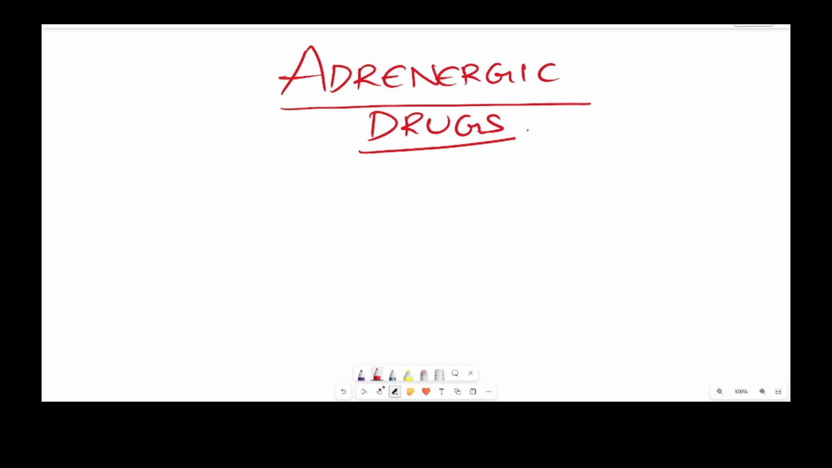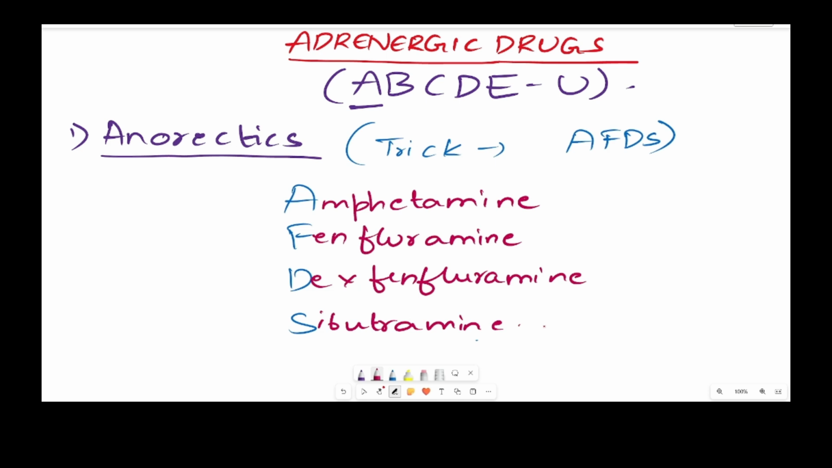Today we are going to discuss the classification of adrenergic drugs, which are the real fight and flight squads of our body. So let's crack them with fun memory tricks. The adrenergic drugs are also called sympathomimetics. To remember the entire classification of this, just remember A, B, C, D, E and U.